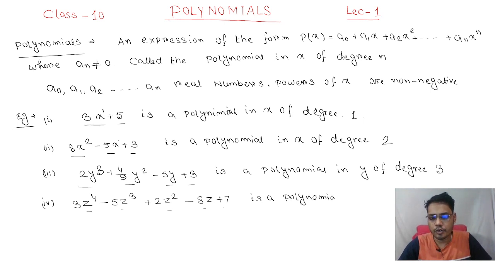ये भी इसका पॉलिनोमियल है, जहां पे हमें पता है क्या, z की जो पावर है हाईएस्ट पावर 4 है, तो in z of degree, z का हाईएस्ट डिग्री क्या है? 4 है, सो डिग्री 4. ओके, सो यहाँ पे हमें जितनी टर्म्स हैं उसके अकॉर्डिंग इसका नाम है.